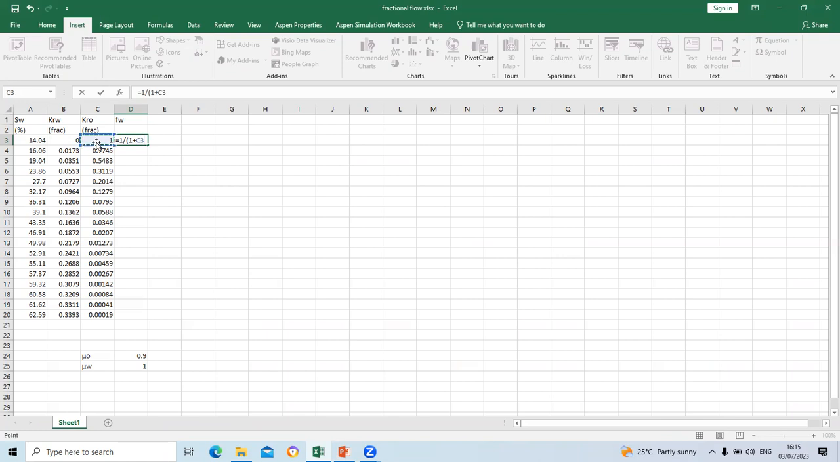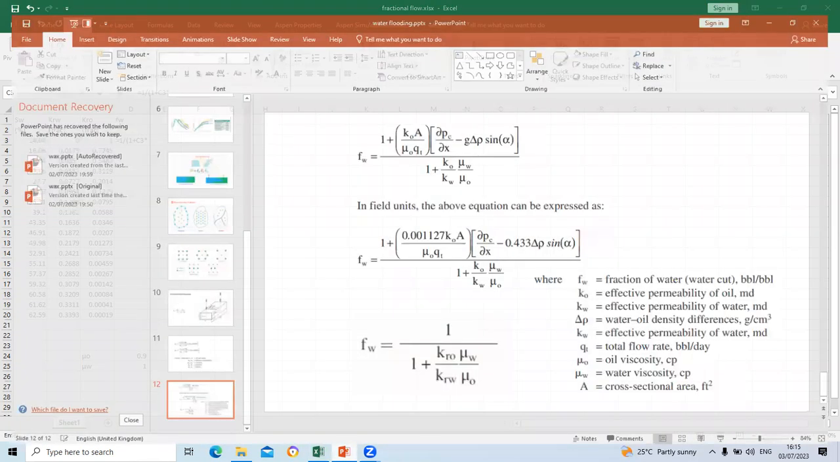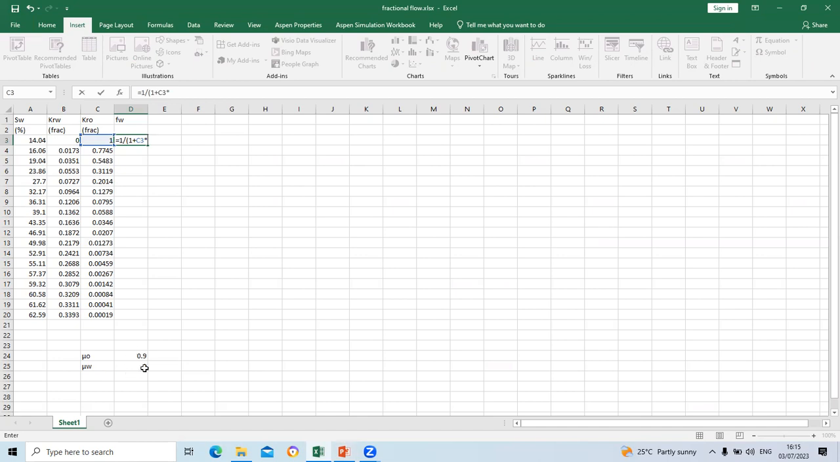Relative permeability of oil, 1, times viscosity of water. That's viscosity of water times 1, divided by viscosity of water times the viscosity of oil. I'll close the bracket. I hope there will be no error there.